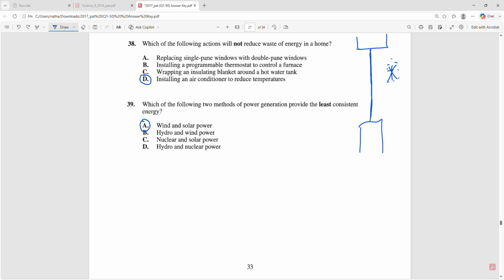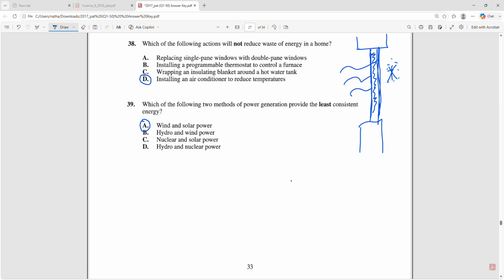Okay, but if we put in a piece of double paned glass, we now have this air gap, and air is a pretty good insulator. So we're going to have less heat escape, maybe a little bit, but not nearly as much. So that would actually help reduce energy waste. Okay, so that's not one that will not reduce it.